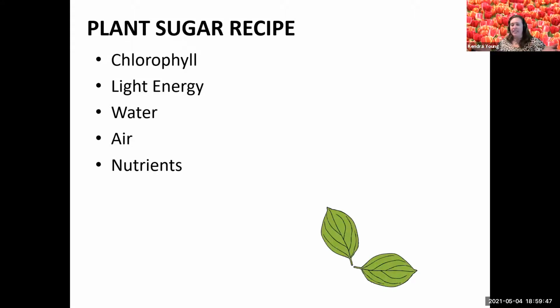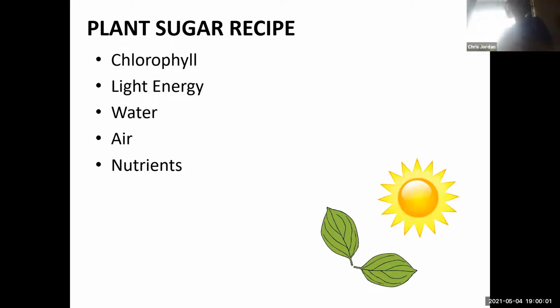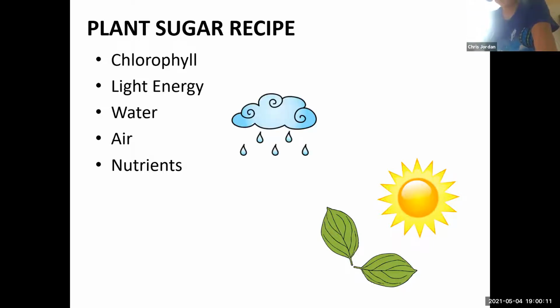which is in the green leaves, and then it needs the light energy. Where do you think it gets its light energy from? What is the source of the light? The sun. So it needs the sun to give its light energy. Then it gets water. Where does the water come from? The ground. Or the sky.